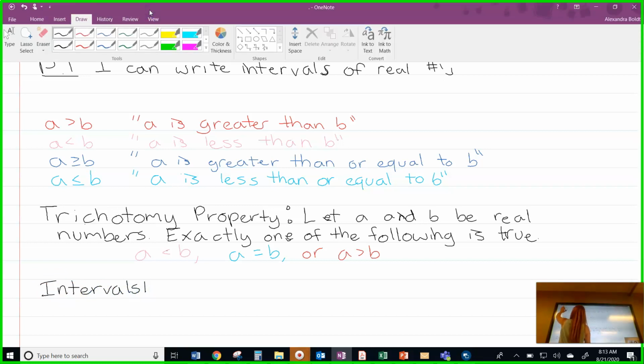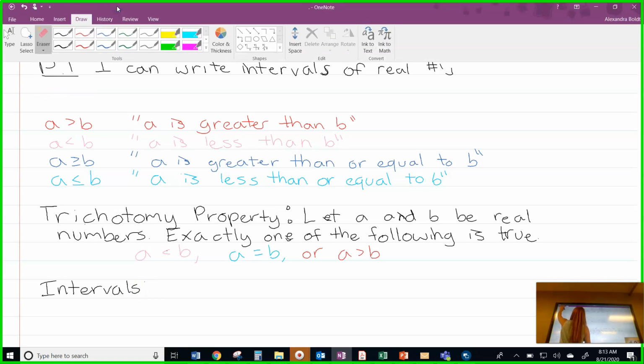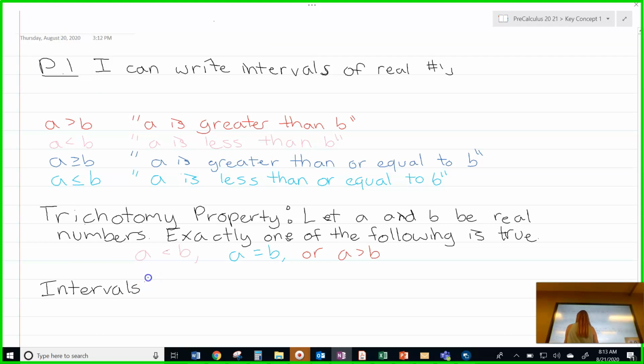Oh, sorry guys. I have to be better about... There we go, there's a dot. I'll get better at it, I promise.